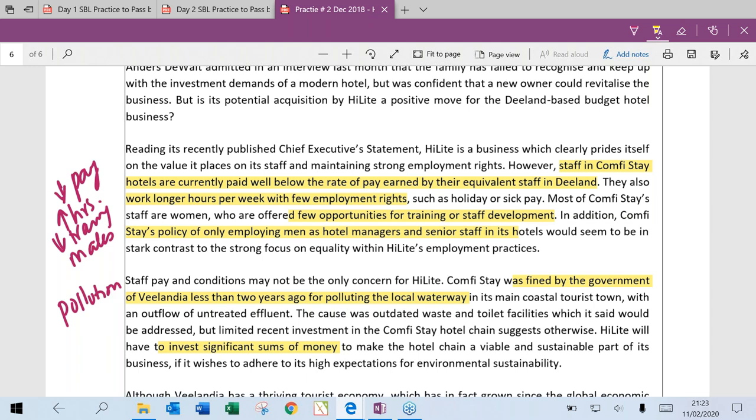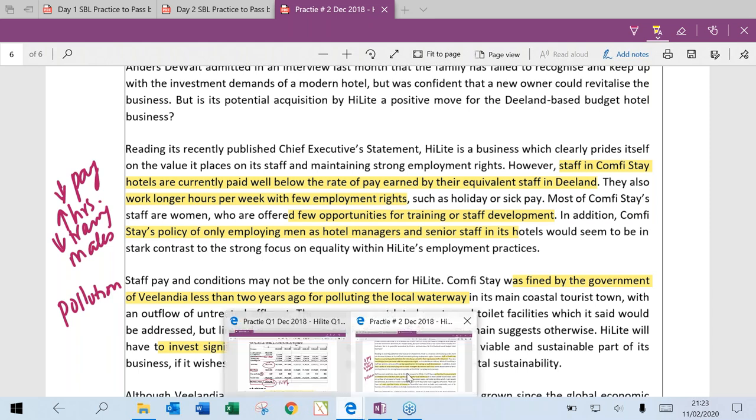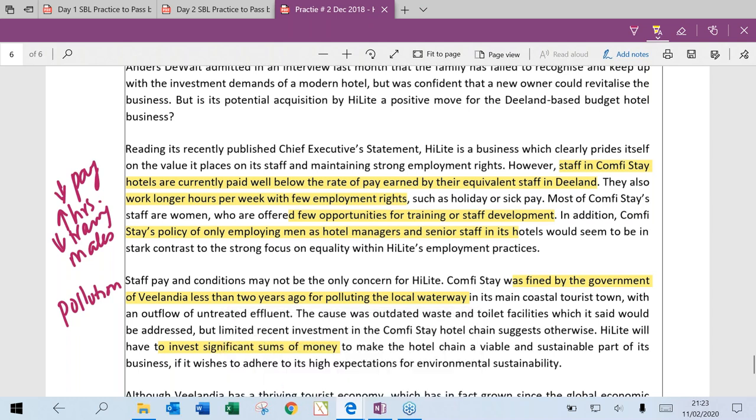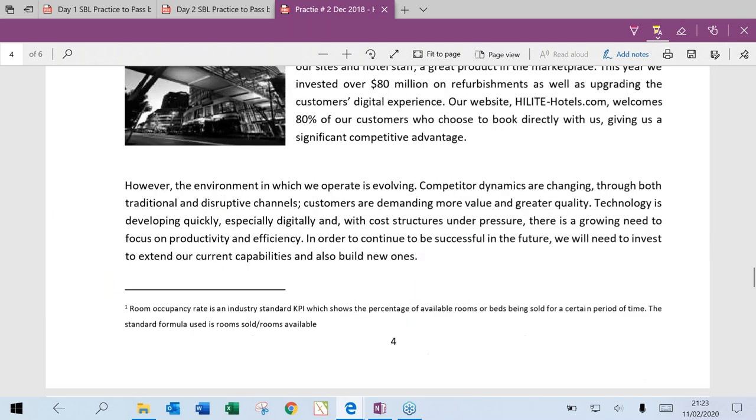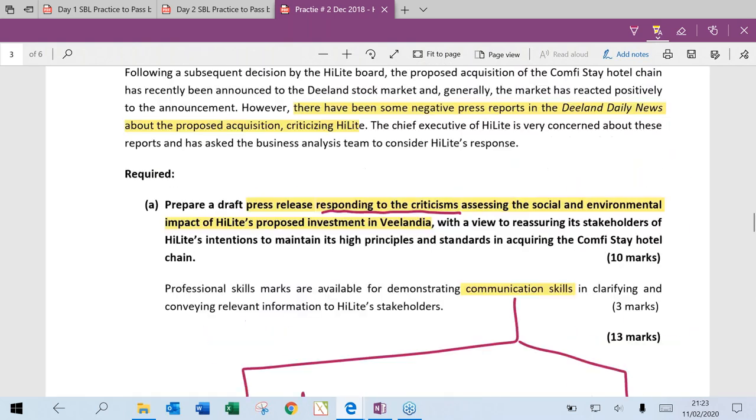Maybe. So now this article has been published in the newspaper and it is a reputational issue for us out of nowhere. And as the CEO, it is his job to respond to the public, to make sure that people know what the facts are and our reputation is not at stake, correct? So exactly that is the requirement of the question. If you read the question: prepare a draft press release responding to the criticisms, assessing the social and environmental impact.